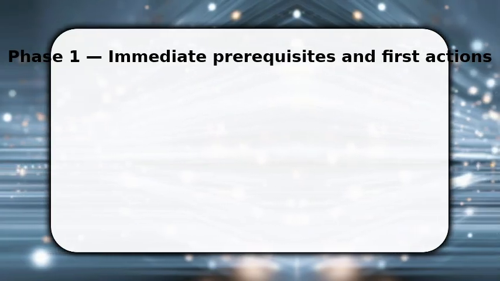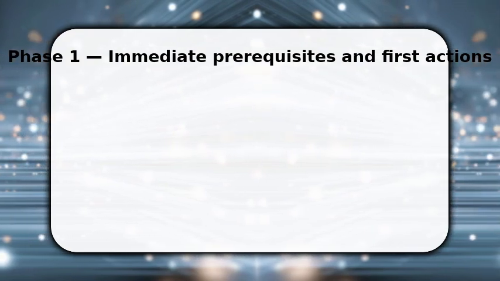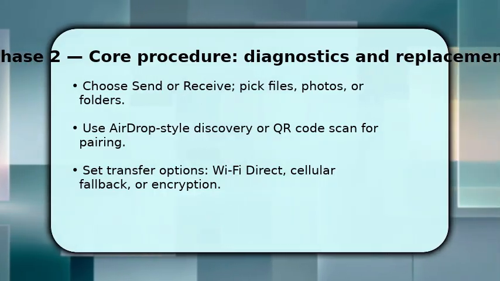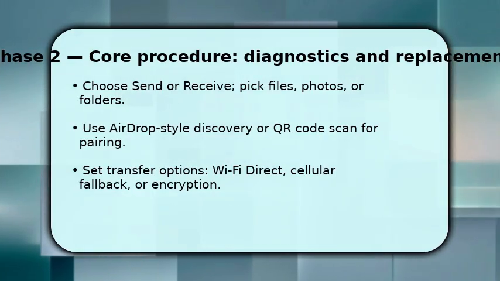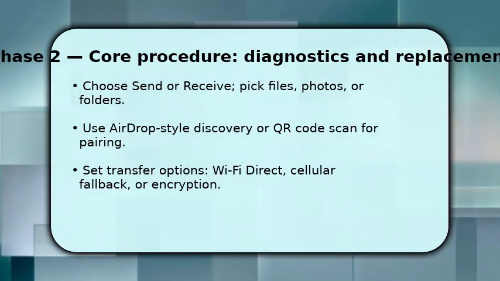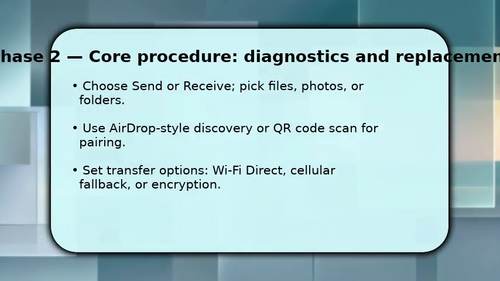Now, go to the main screen where Send and Receive buttons appear. We'll start a transfer. You select Send or Receive and then choose what to move. Photos, files, or entire folders are supported. If sending, pick items, then tap Discover to locate the recipient. Move uses Bluetooth Discovery or a QR code for quicker pairing.